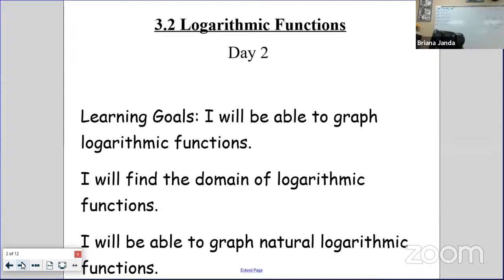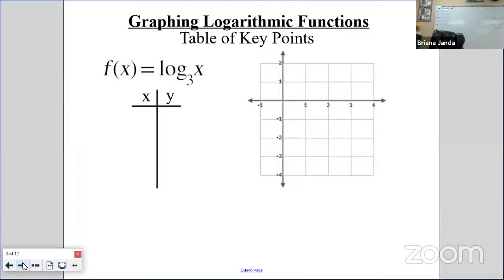Exponentially, your domain was unrestricted. Your range was specific to the picture, and you always had a horizontal asymptote that moved if your graph moved up or down. Today, it's going to be very, very similar, but they are inverses of each other, so everything ends up getting flipped. By the end of today, we'll be able to graph our logarithms, find the domain, and then graph natural logarithms, talk about the log base e.